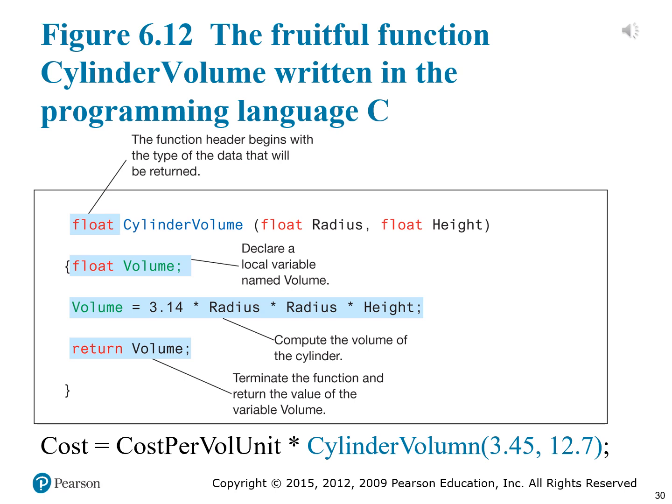This figure represents a definition of a function named cylinderVolume, as it might be written in the language C. When called, the function receives specific values for the formal parameters, radius and height, and returns the result of computing the volume of a cylinder with those dimensions.